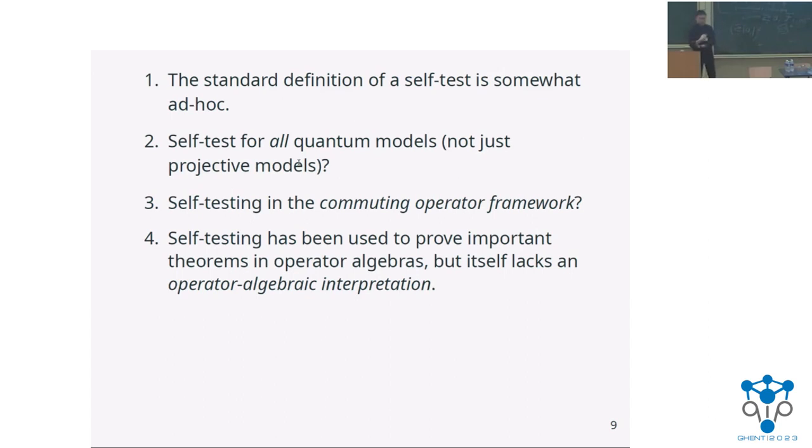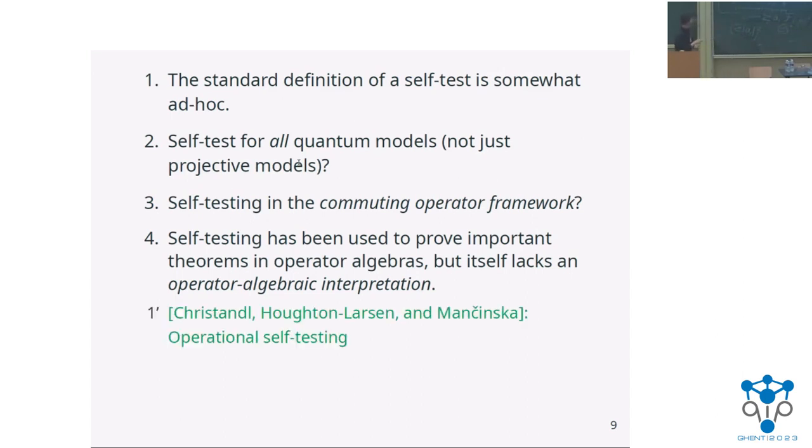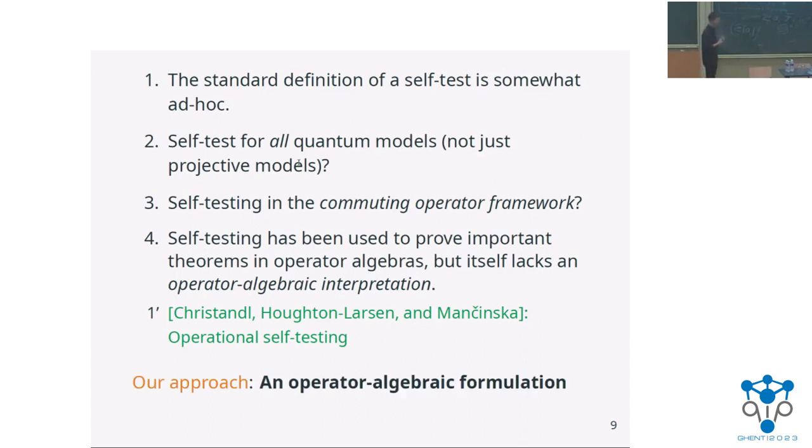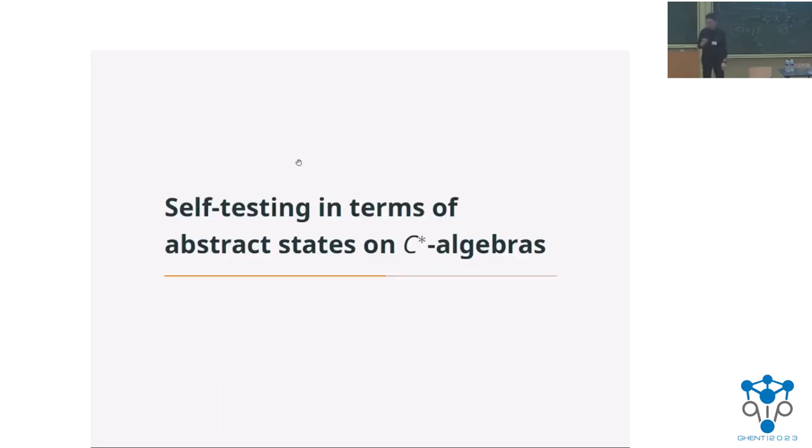Lastly, as we have discussed before, self-testing has been used to prove big theorems in operator algebras, but itself lacks an operator algebraic interpretation. Here, I want to mention that Cristenthal, Houghton-Larsen, and Mančinska have made substantial progress on resolving the first issue of the standard definition by introducing this operational self-testing using category theory. Here, to tackle all those problems, we propose an operator algebraic formulation of self-testing in terms of abstract states on C-star algebras.